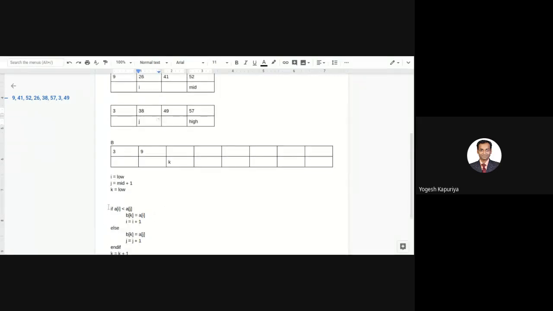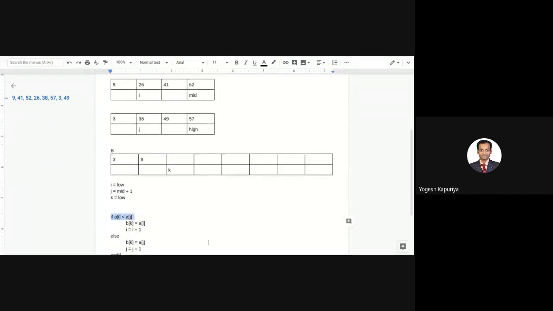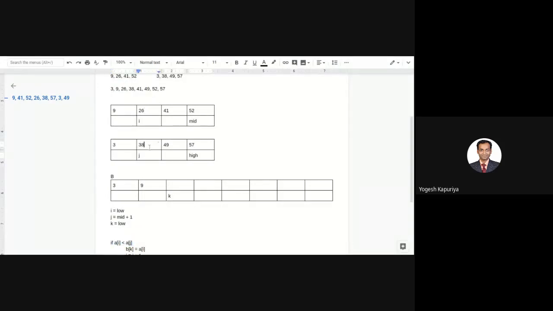Once again, you will compare A of i with A of j. So 26 and 38 are compared. Whatever is the smaller one will be copied, and the same index will be incremented. So i comes here and k comes here.